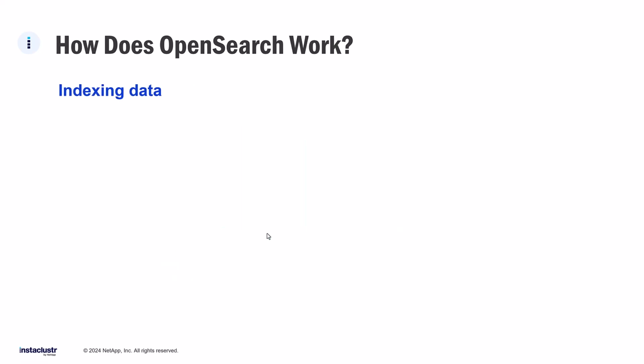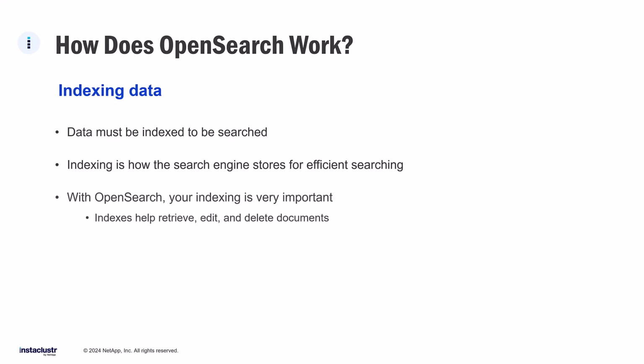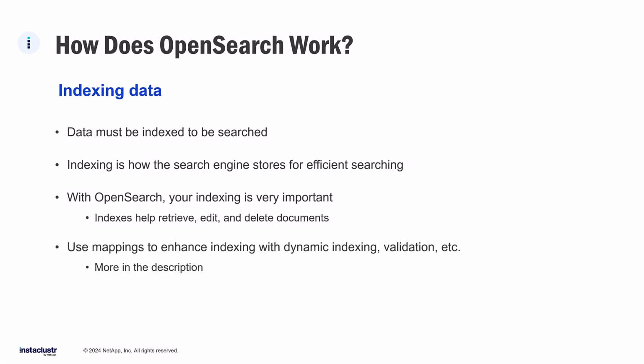Before data can be searched, it must be indexed. Indexing is the way OpenSearch stores data to ensure efficient and accurate searches. The result is an index. How you index your data is very important in the OpenSearch ecosystem. It is how you access data and how you tell OpenSearch where to look for data. You can use mappings to enhance your indexing and search experience.